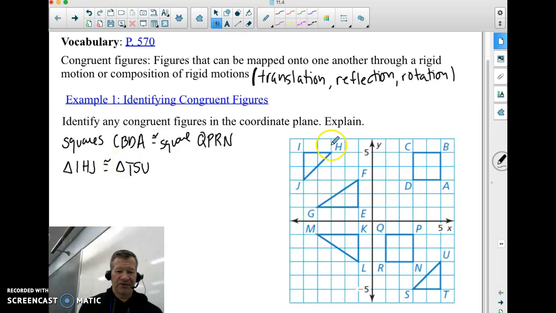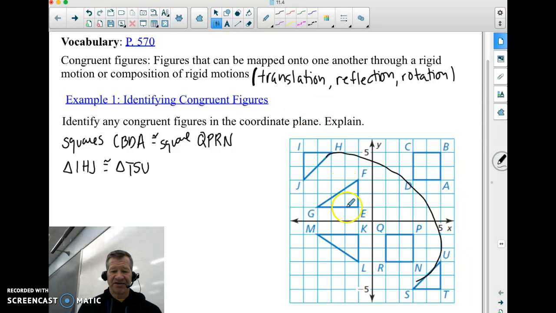And what rigid motion took place there? It appears like it was rotated all the way around to here. So H went around to S, I went around to T, and J went around to U. So that appears to have been a rotation of 180 degrees. I went clockwise, but I really should have gone counterclockwise.